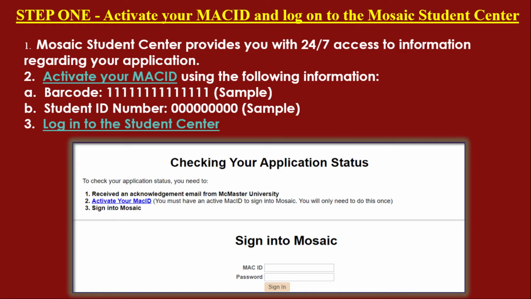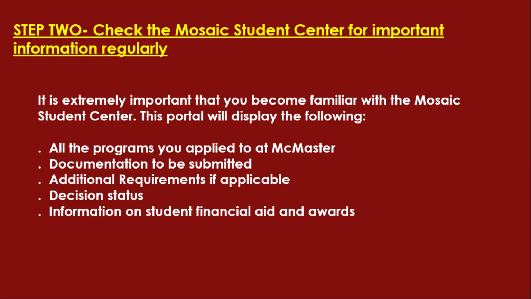Step 1 is to activate your MacID and log into the Mosaic Student Center. Activate the MacID with your student number and barcode provided by the university. Then sign into the Mosaic. Step 2 is to check the Mosaic Student Center for important information regularly. You need to be familiar with the Student Center. The Student Center will give you the information about all the programs you applied to at McMaster, what the documents to be submitted are, and what additional documents are required if applicable, and also the decision status.